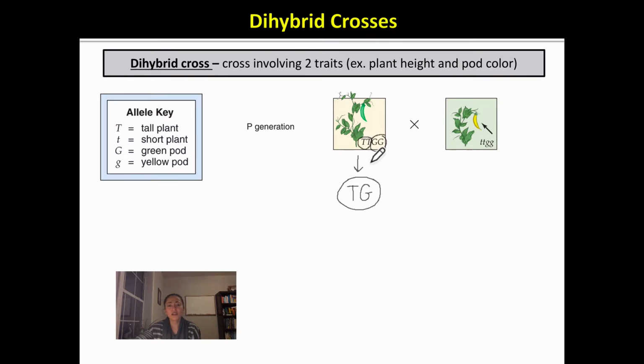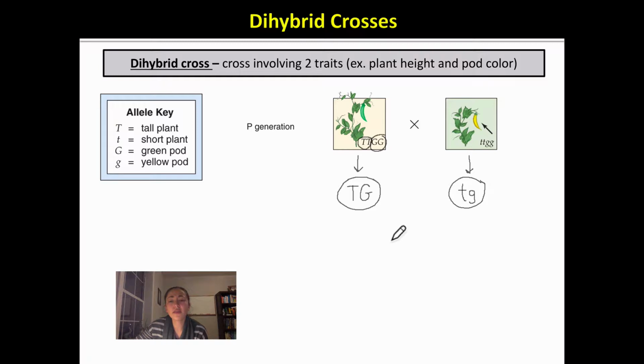So notice the offspring only got 1 copy of each type of gene. In this case, same thing, except they're recessive. The offspring could get a little t along with the little g. Okay, now there's 2 letters here because we're looking at 2 different traits at the same time. But notice there's only 1 letter of each type in each gamete.